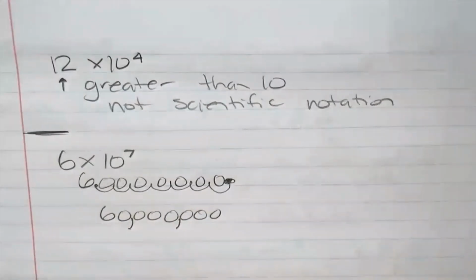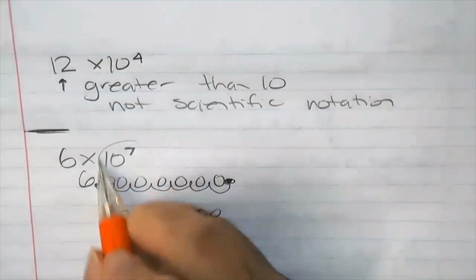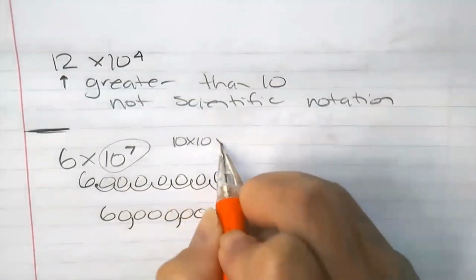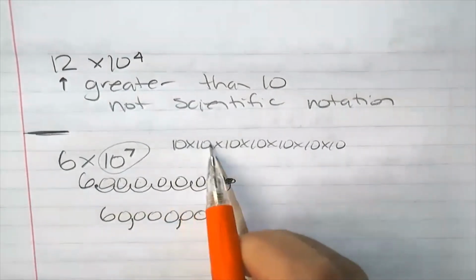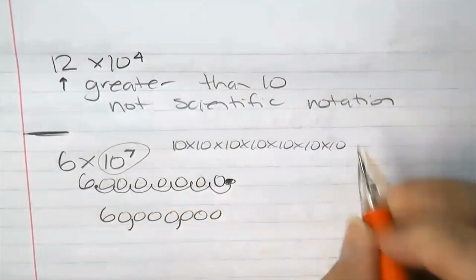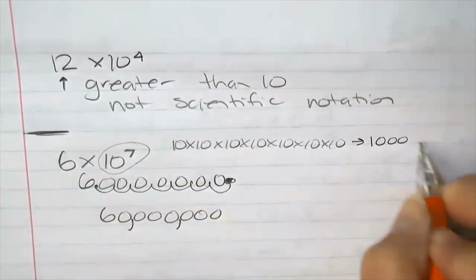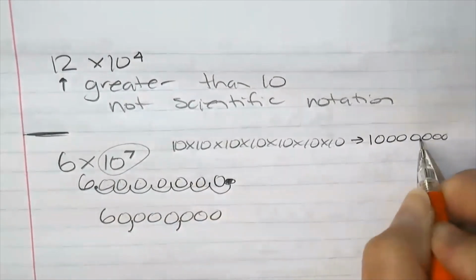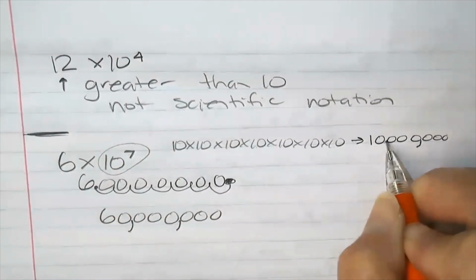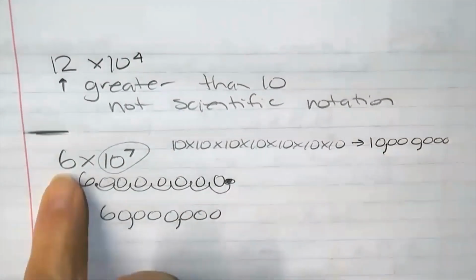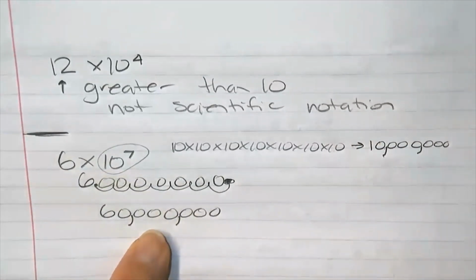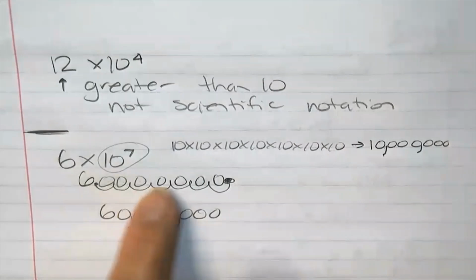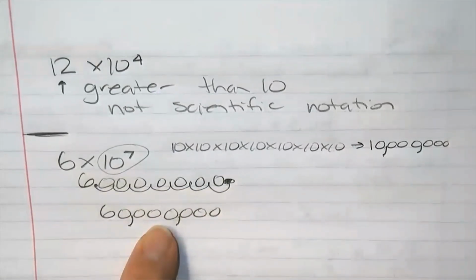And that kind of makes sense because this is really 10 times 10 times 10 times 10 times 10 times 10 times 10. 1, 2, 3, 4, 5, 6, 7, which is 10 million. So if we're multiplying 6 times 10 million, our answer is 60 million. So moving our decimal point to the right 7 places makes sense.